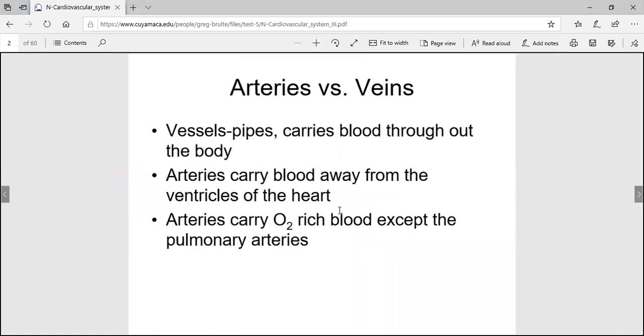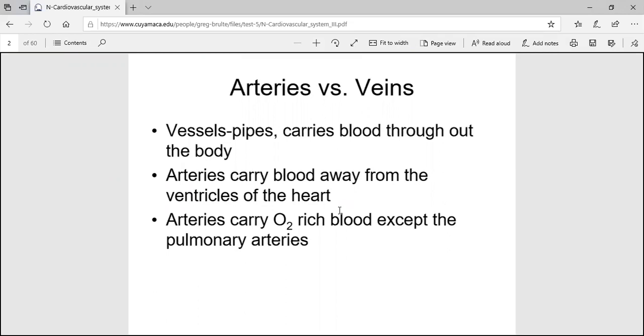So arteries versus veins. Basically these are pipes that carry blood throughout the body. Arteries carry blood away from the heart. We're not talking about arteries on the heart itself. And then veins carry blood to the heart. Don't worry about if it's got oxygen or not in it.